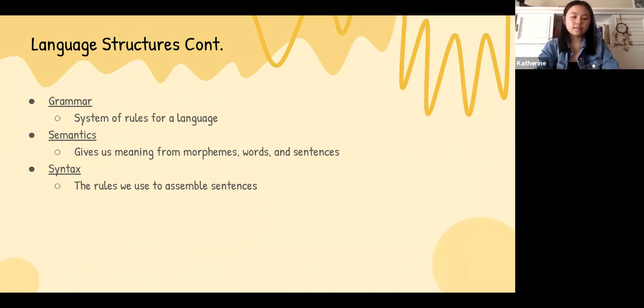And then we have grammar. Grammar is the system of rules for a language. And then we have semantics. This gives us the meaning from morphemes, words, and sentences. So this is just definitions. And then we have syntax. This is the rule we use to assemble sentences. Any questions?